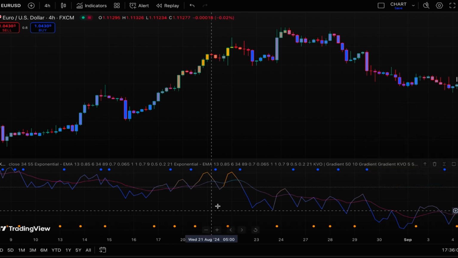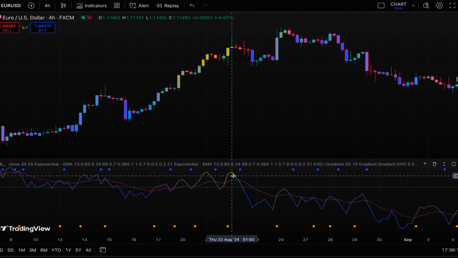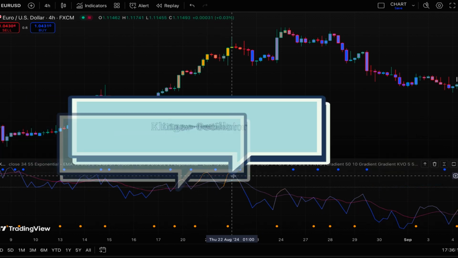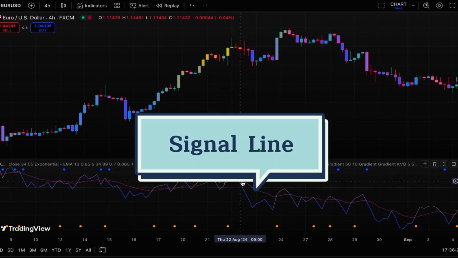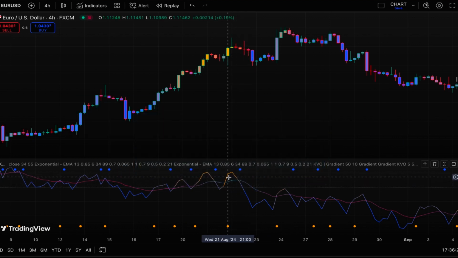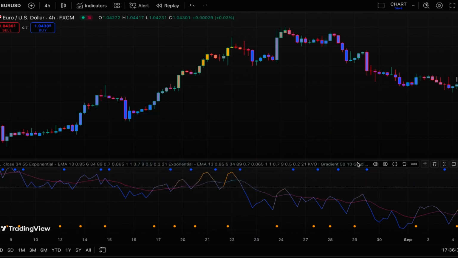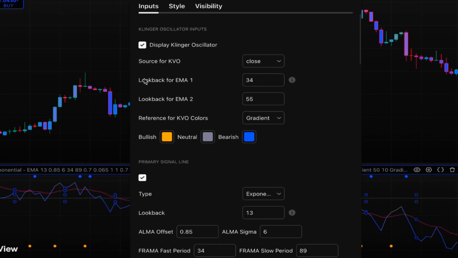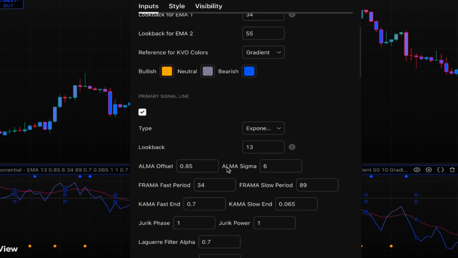This line that changes color between blue and orange is the Klinger oscillator, and this line is our signal line, which is actually the moving average of the oscillator line. If we go to the settings of the indicator, you can see that for the Klinger oscillator, by default, we have two exponential moving averages at 34 and 55. And here for the signal line, the look back period is set at 13.